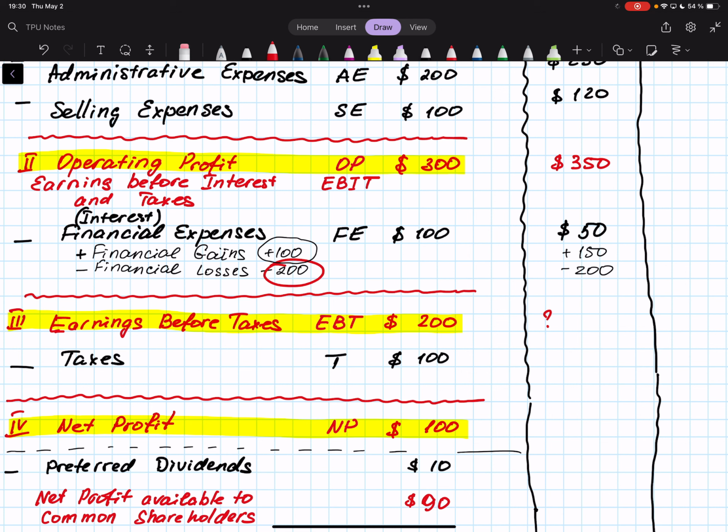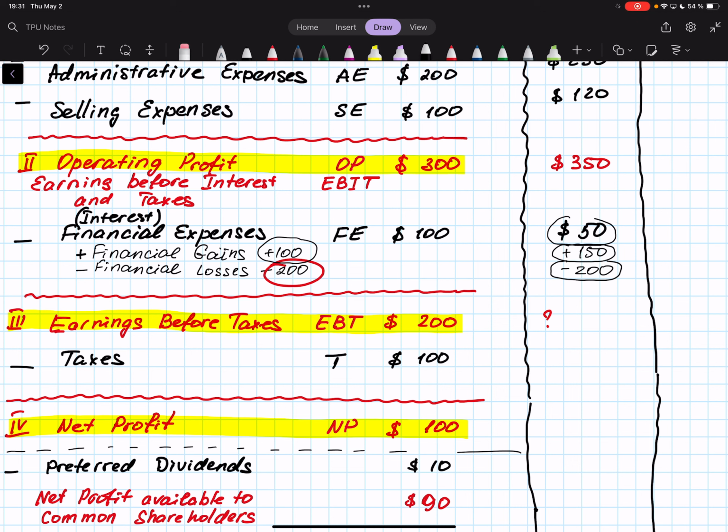Okay, who understands where we get the 350 operating profit? Yes? Okay, so our financial expenses, let me show you. How did we get the 50? The 50 is the difference between 150, this is what we made in the financial activities, and this is what we lost in the financial activities. 150 minus 200 is minus 50. So we are in expenses right now, not in gains. So I put the 50 here.